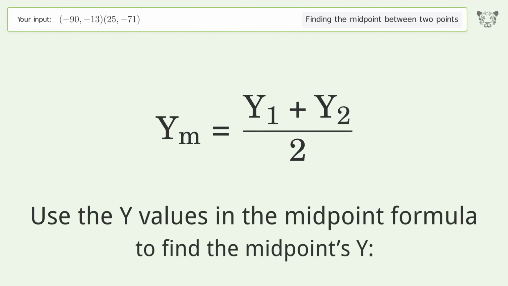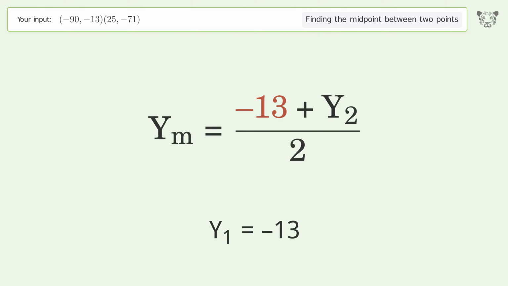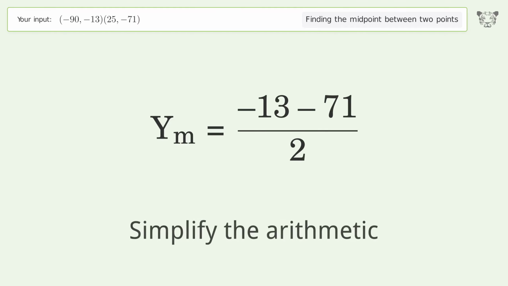Use the y values in the midpoint formula to find the midpoints y. y1 equals -13. y2 equals -71. Simplify the arithmetic.